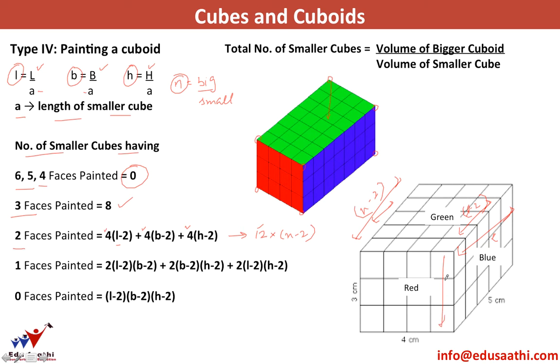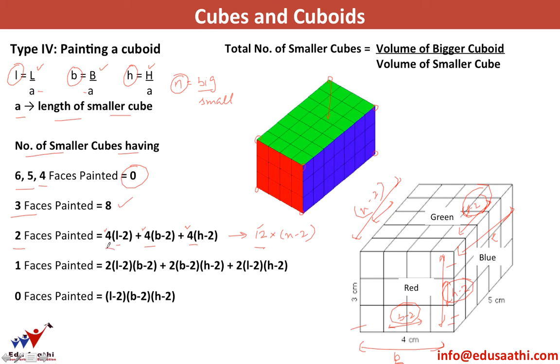Similarly, if this is the height, then I subtract these two cubes from the corners as we did in the cube case, and I get this as h minus 2. Similarly, in case of the breadth, I have this as b. I delete these outer cubes and I get this smaller one as b minus 2. Now, since I have b minus 2, h minus 2 and l minus 2, that is why we disintegrate in case of a cuboid, whereas in case of a cube we just multiplied by 12.